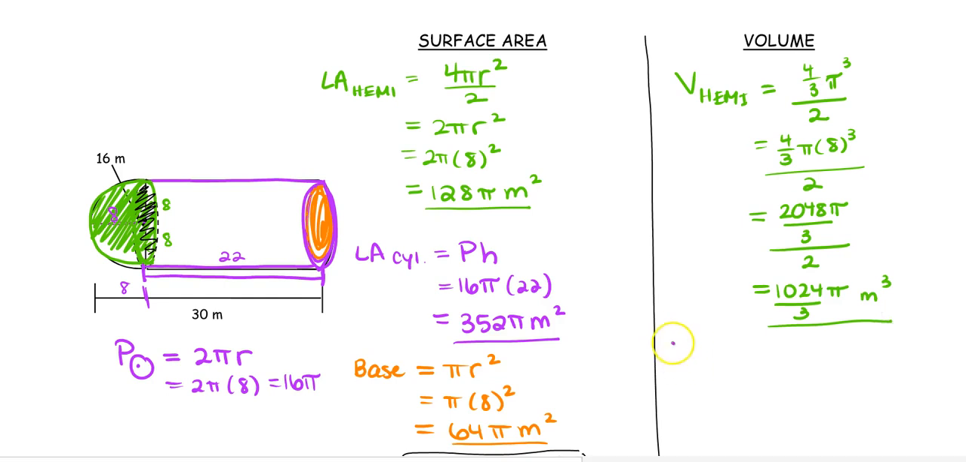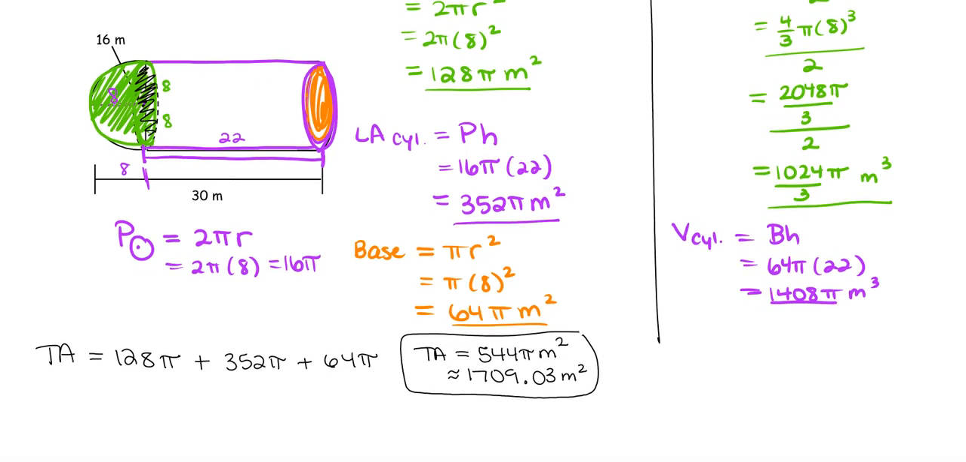Cylinder is much easier. The volume of our cylinder is base area times height. We already have the base area from when we added the base and surface area, which is 64 pi. The height of our cylinder we determined when we did the surface area is 22. So we get that the volume of our cylinder is 1,408 pi meters cubed.